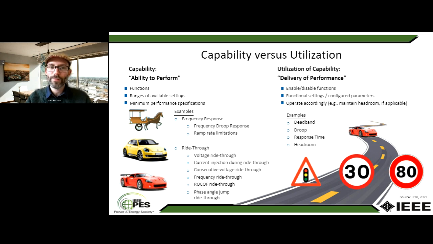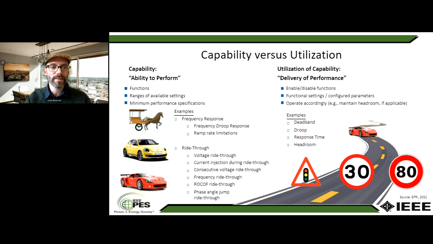Whereas the utilization of that capability is really the decision about whether or not to deliver the performance that is specified. In other words, utilization of the capability relates to the speed limits that the race car, even though it might be capable of driving fast, would still have to abide by, based on the rules and the agreements that, in the case of inverter-based generation and storage, the transmission planner and the plant operator would agree on.